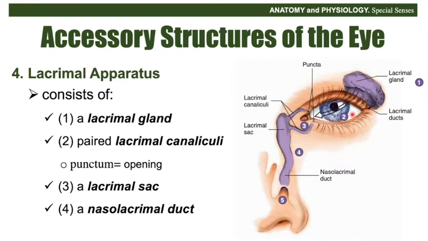Most of the fluid produced by the lacrimal glands evaporates from the surface of the eye, but excess tears are collected into the lacrimal canaliculi. The opening of each lacrimal canaliculus is called a punctum. From the lacrimal canaliculi, tears move into the lacrimal sac, which drains into the nasolacrimal duct. The lacrimal secretions or tears are watery and slightly alkaline. They contain mucus, antibodies, and lysozyme, which is an enzyme that destroys bacteria before they enter the body.